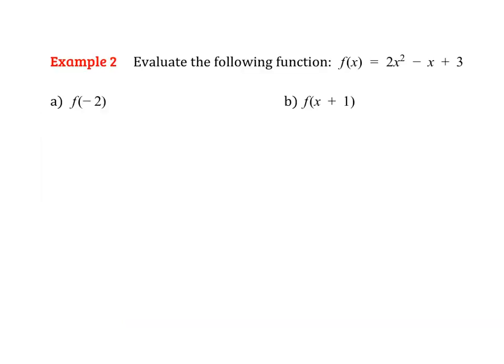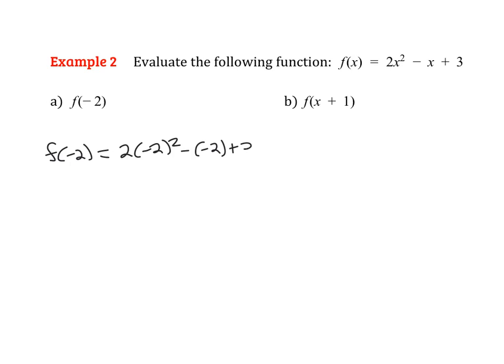So we're going to start by talking about how to evaluate a function. Essentially, you're just going to substitute the value into your function, replacing this value with x. So here we have f of x equals 2x squared minus x plus 3. And we're going to start by finding f of negative 2. You just need to be careful to follow order of operations here. So let's substitute first.